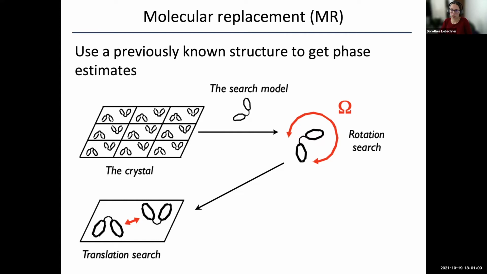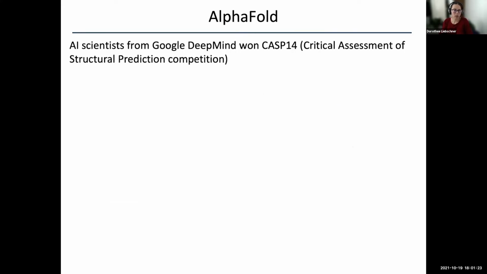Now, maybe you heard the buzz about AlphaFold. I remember yesterday there were already some questions about phasing and AlphaFold, and what it means. Does it have any implications? So let's just remember, what is AlphaFold? Last year, AI scientists from the Google company DeepMind won a competition called CASP14. That's the Critical Assessment of Structure Prediction competition.